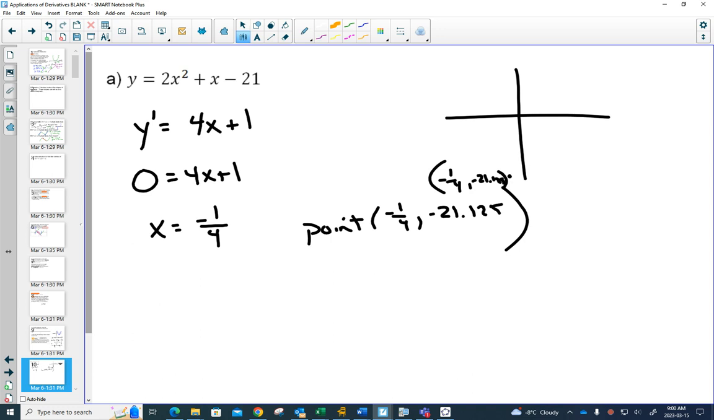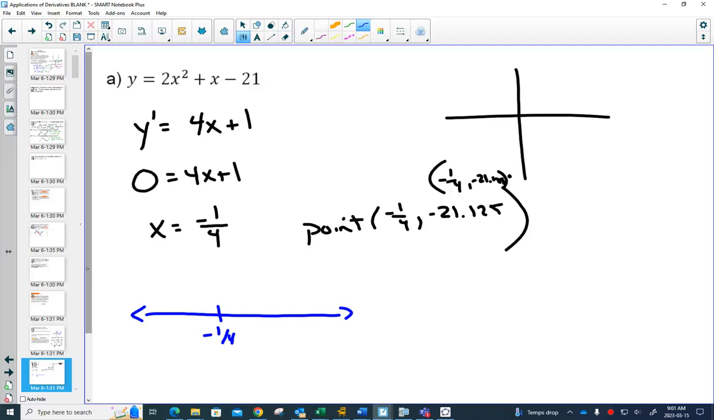We have that point. Now, let's say you have forgotten everything about parabolas, that you have no idea that this is a parabola opening up. The next thing that we're going to do in calculus is make a number line, and on the number line, put all of our critical points. Our critical points include our stationary point of negative 1/4, and also any non-permissible values. But in a parabola, there are no non-permissible values. So the only critical point we're going to put on our number line is negative 1/4.